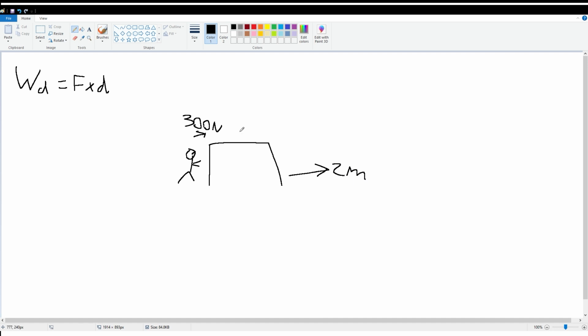Now, based on this equation right here, we have 300 newtons, which is the force, and we have 2 meters, which is the distance. So that means this guy has transferred 600 joules of energy to the box, which basically means he's given energy to the box in the form of kinetic energy by moving it, and the box, by means of friction and heat, has lost this energy as it's moved, and it's come to a stop.